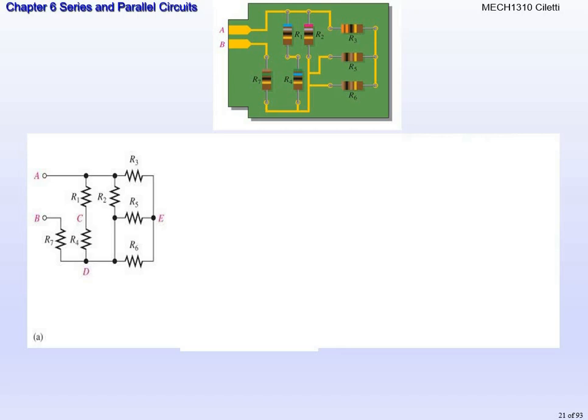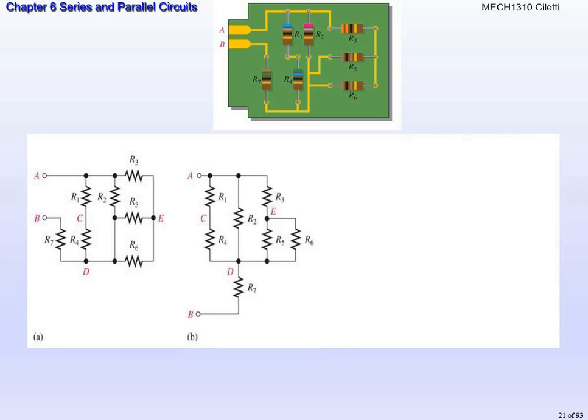Alright, we can see that R1 and R4 are in series, so we can add those and get a resistor. And then we can see that R5 and R6 are in parallel. We can combine those with a parallel combination and get that value. And then that value will be in series with R3, and then that'll be in parallel with R2, and so on and so forth. I don't want to overwork this and confuse you right away. But we might want to redraw the circuit a little bit differently here.